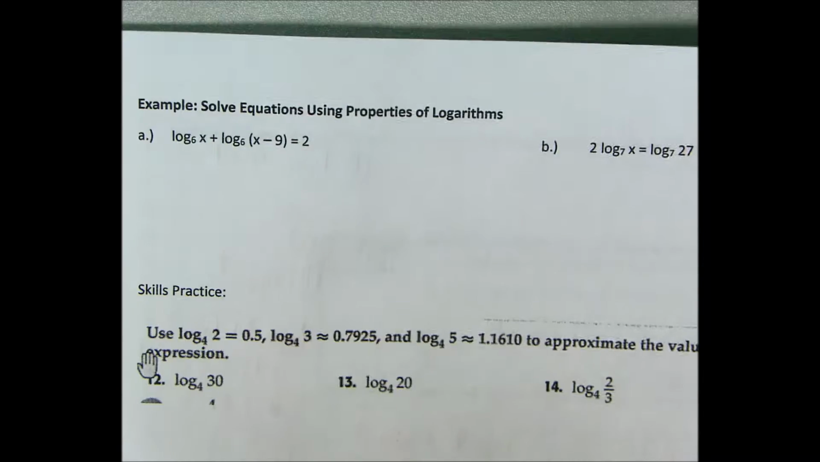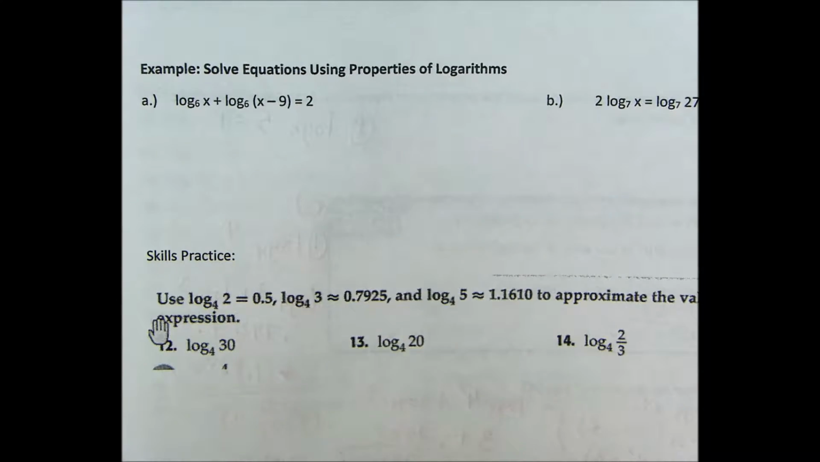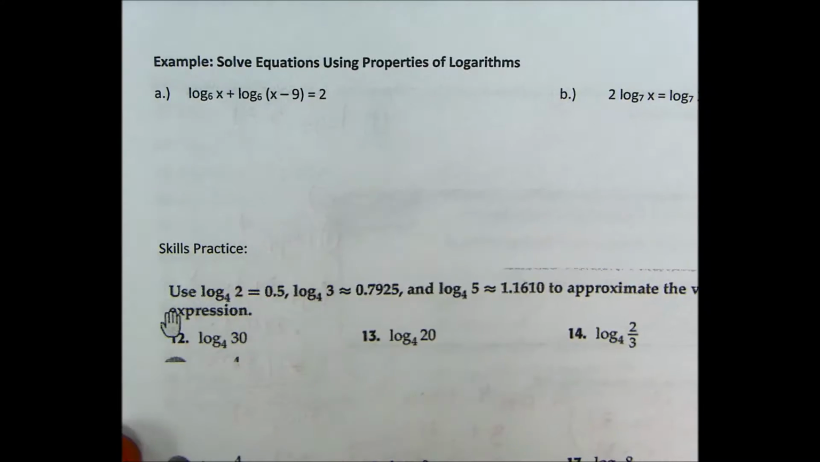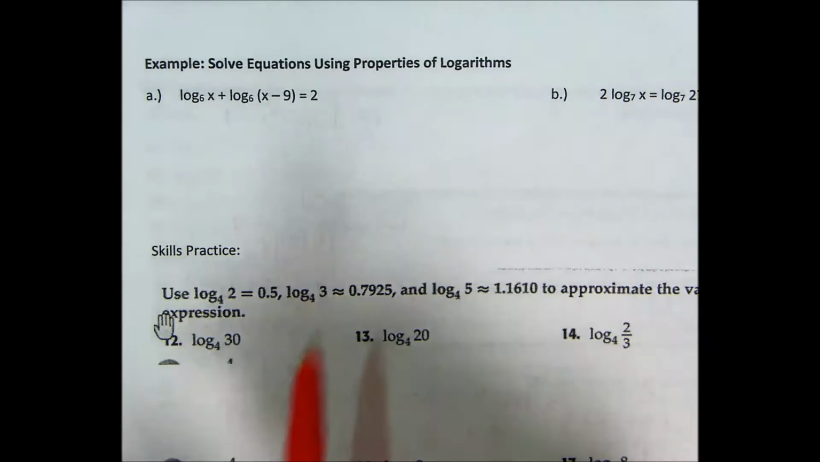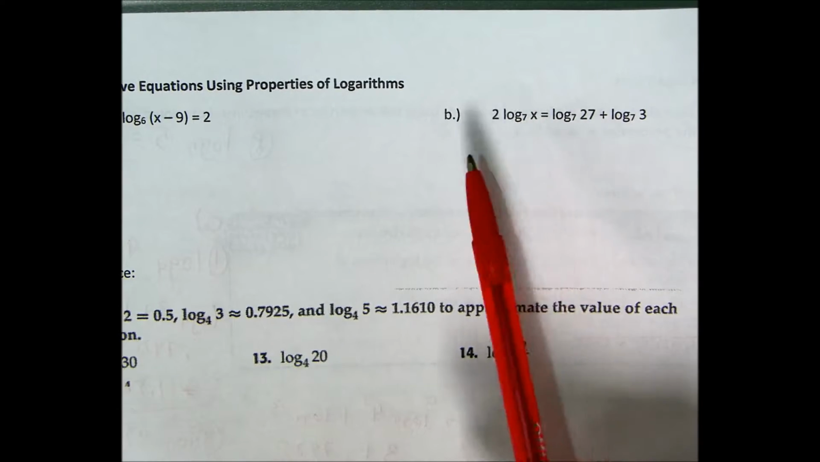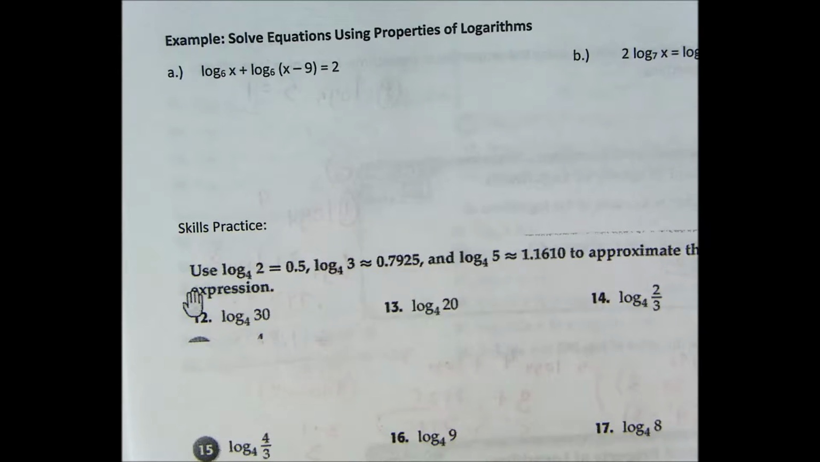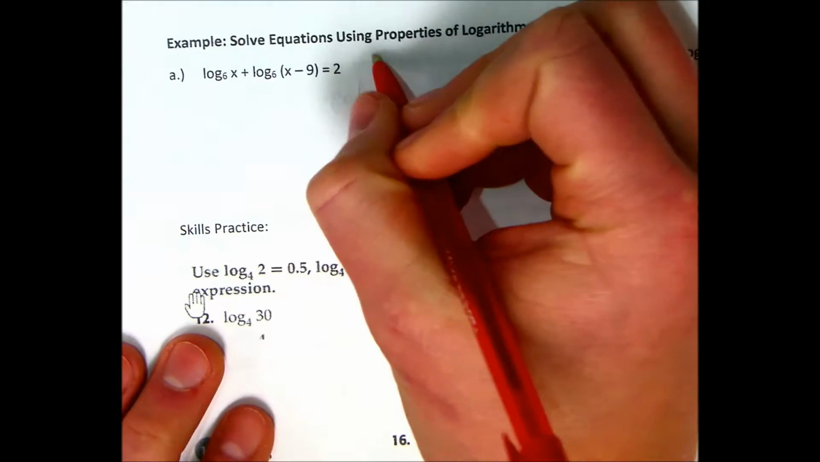So the second part is solve equations using the properties of logarithms. So how can I solve these problems? And first off, we have this. Now, if you have logs on both sides, it makes it a little bit easier. It goes back to what we did in 8.4 with canceling them out. If you only have logs on one side, you're going to have to do our classic formula from logarithms to exponentials.